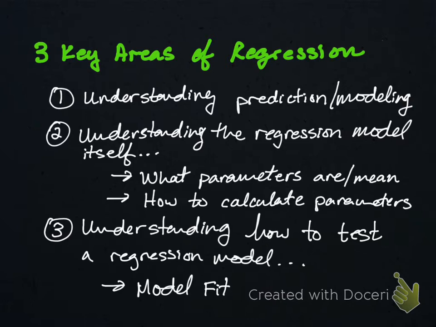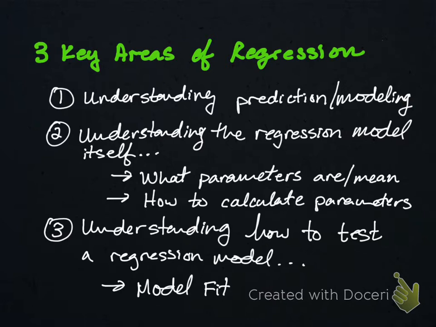Second, we want to understand the regression model itself, and that regression model is based on getting that line I just showed you. So we want to talk about what the parameters are and what those parameters mean. And then we also want to talk about how to calculate those parameters, because calculating those parameters is going to help us get that regression line.